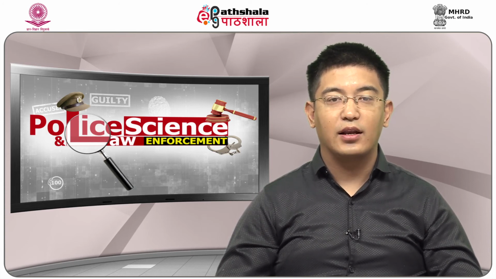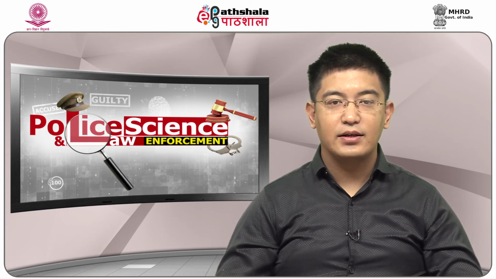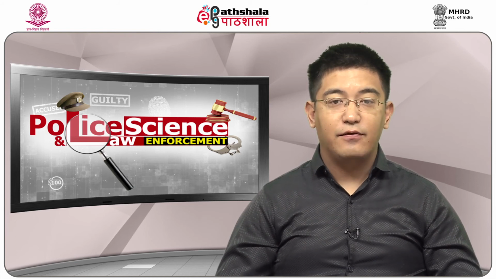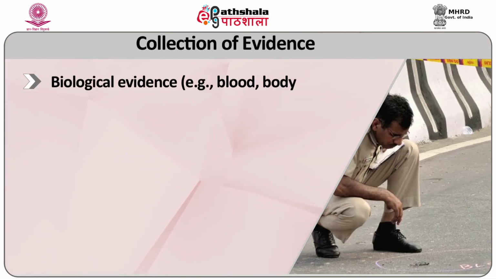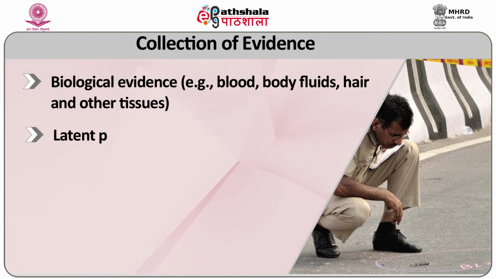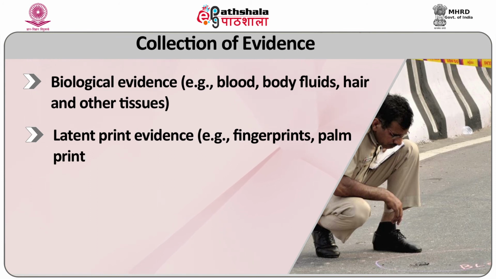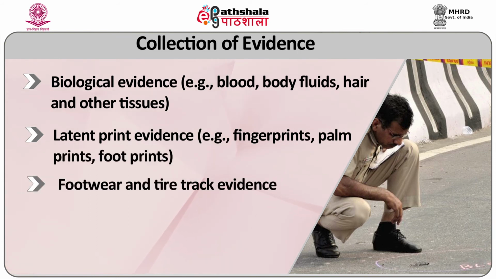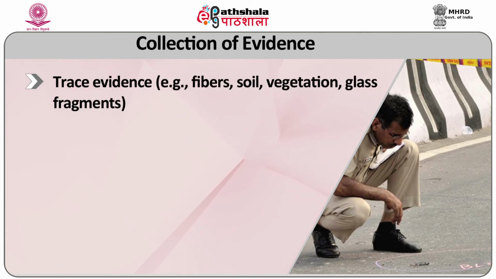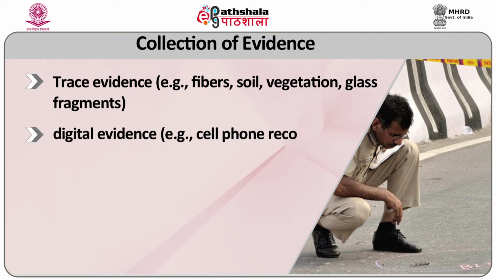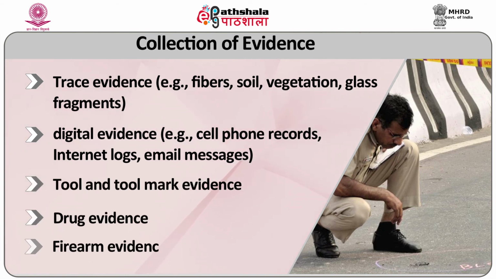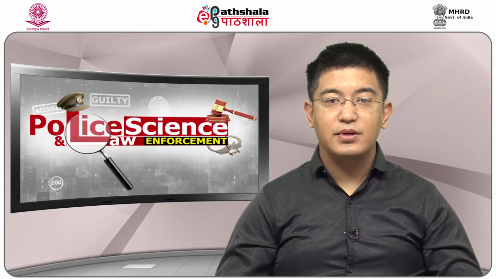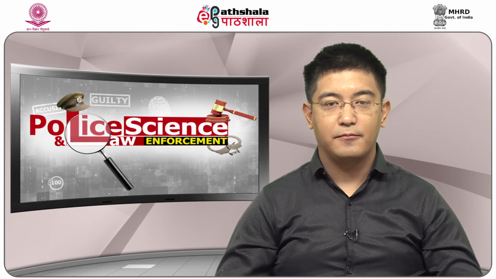Now let us discuss the collection of evidence. Evidence that may be collected at a crime scene. A wide variety of physical evidence can be collected at a scene that is deemed valuable, probative for collection and investigation. Biological evidence, for example blood, body fluids, hair and other tissues. Latent print evidence, for example fingerprints, palm prints and footprints. Footwear and tire track evidence. Trace evidence, for example fibers, soil, vegetation, glass fragments. Digital evidence, for example cell phone records, internet logs, email messages. Tool and tool mark evidence. Drug evidence, fire evidence.